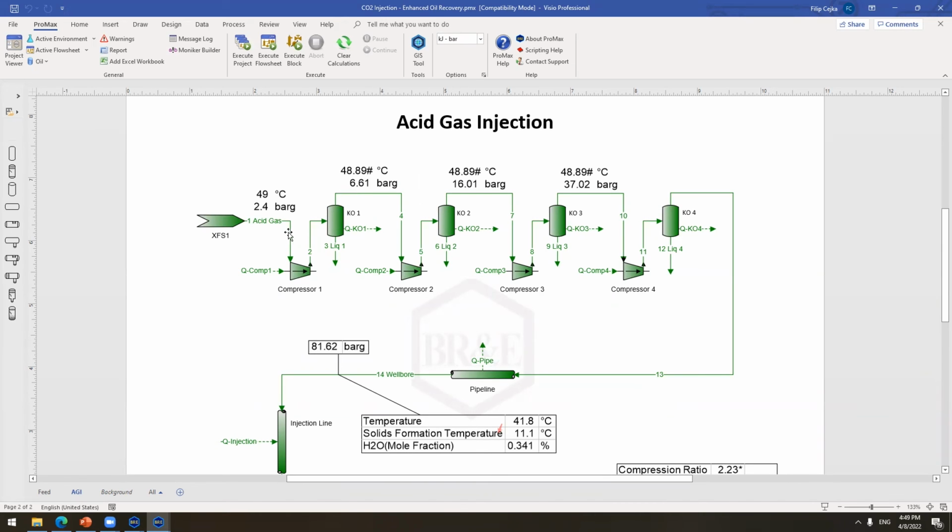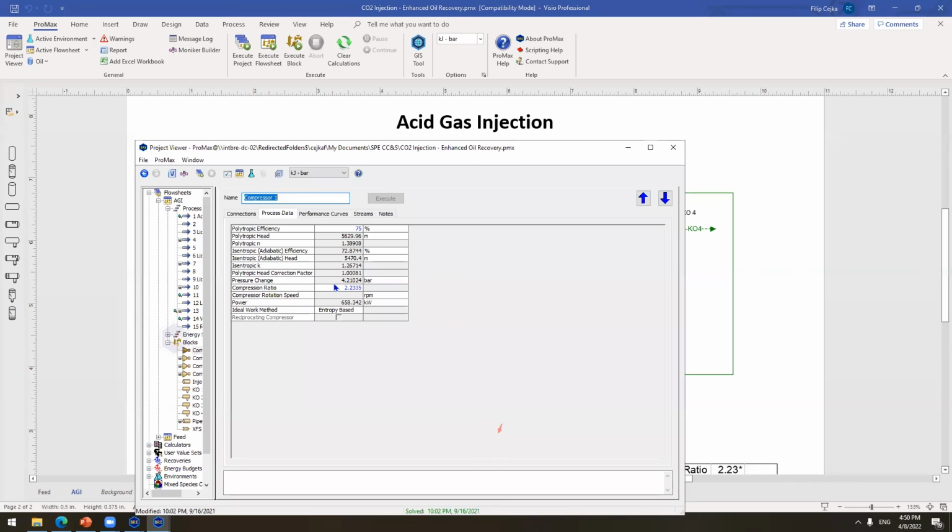So from the first compression, we go from 2.4 bar gauge to 6.6. Then from 6.6, we go to 16. From 16, we go to 37. Just think about it: the compression ratio is basically telling me how much I can get from one stage to another. So I'm basically multiplying this pressure by the compression ratio.